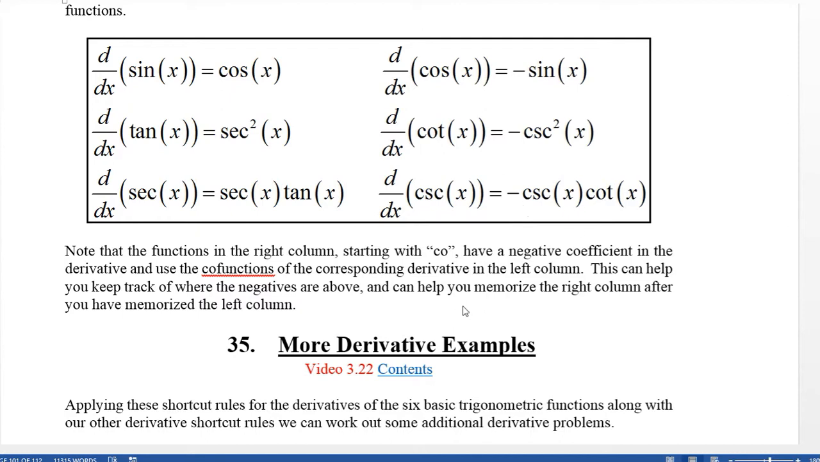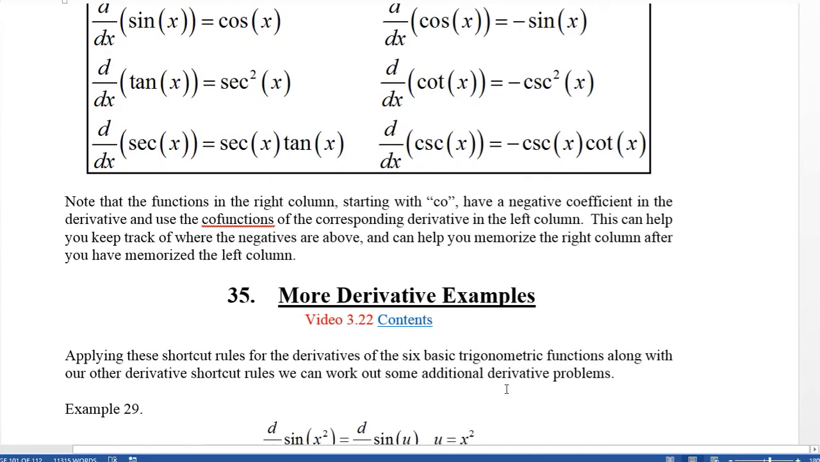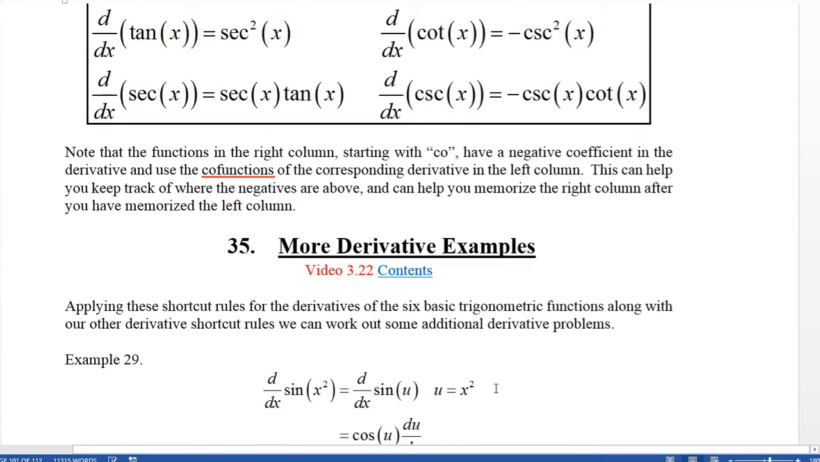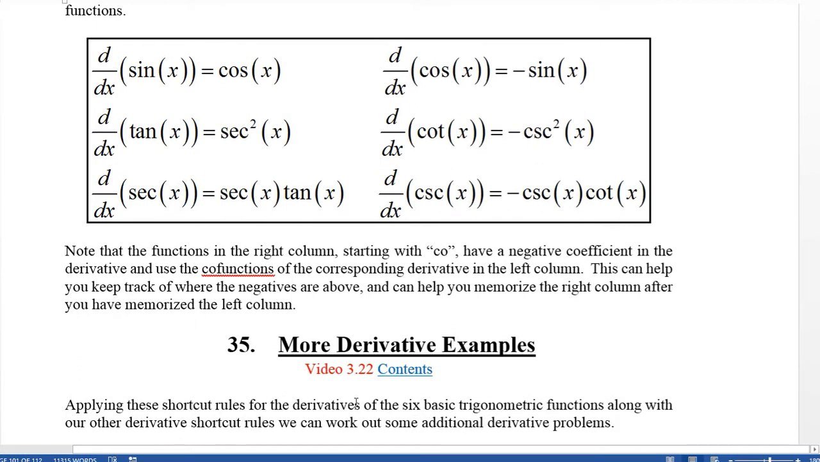And what we want to do in this video is to use these 6 rules along with our earlier rules of derivatives to do some basic examples of finding derivatives with trig functions. So the first one, what I'd like you to do is try to do these yourself and then check your work as we go along. So for example, see if you can do the derivative of sine of x squared. Okay, if you haven't done that one, press pause and do it now.